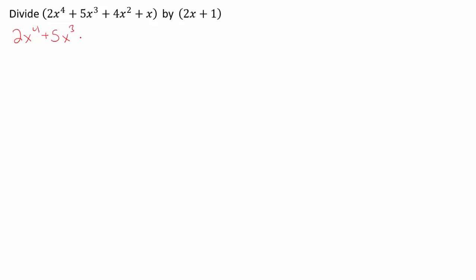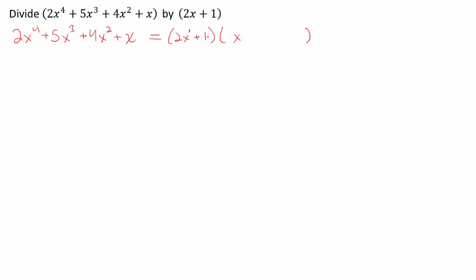2x to the fourth plus 5x cubed plus 4x squared plus x, should be equal to this divisor times something. Okay, so if I divided this by this divisor, the result that I get, the quotient, would be this value here. And so if I multiply this by some value, I should get this. What you need to realize is that this is to a power of 1, and whatever x value we have here, they have to add up to be 4.